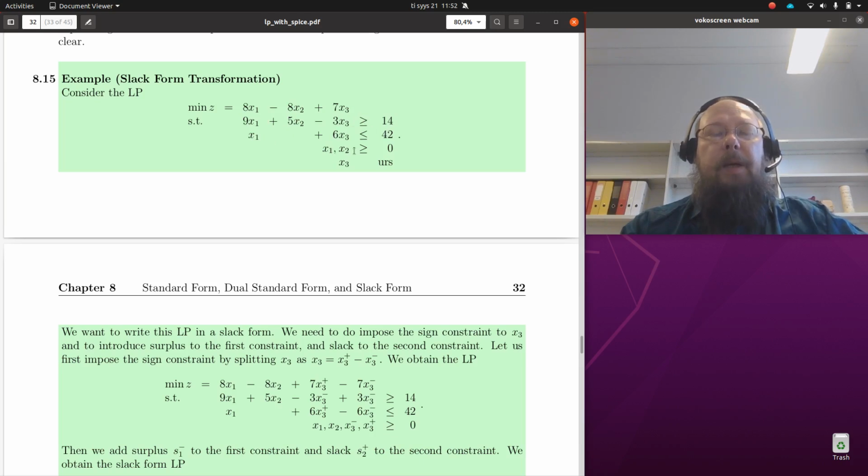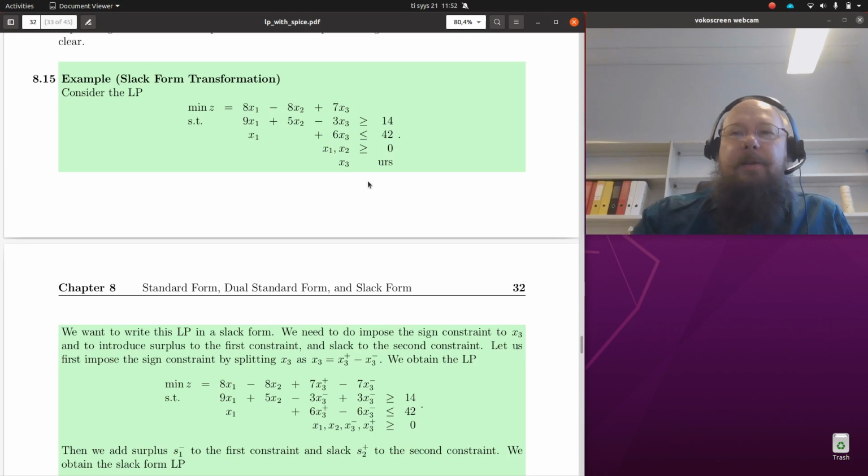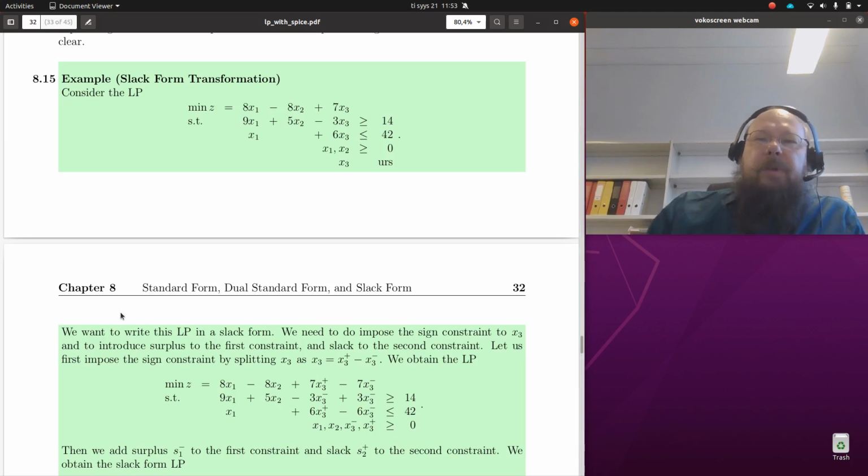Then we have that x1 and x2 have sign constraints, so they are non-negative. And then we have this anti-constraint, if you like, that x3 is actually unrestricted in sign, just to emphasize that x3 is not appearing in the sign constraints. This is what we want to transform into a slack form.